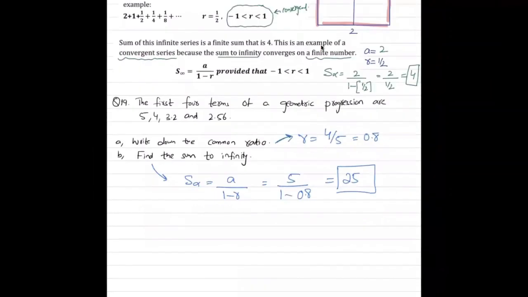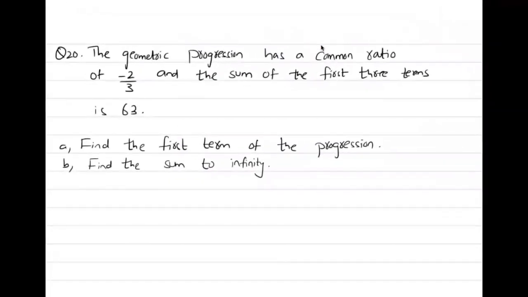Yes, sir. Okay. The geometric progression has a common ratio of -2/3, and the sum of the first 3 terms is 63. Find the first term of the progression. This question says that the common ratio is -2/3, and the sum of the first 3 terms is 63. Sum of the first 3 terms would mean S3 is 63.